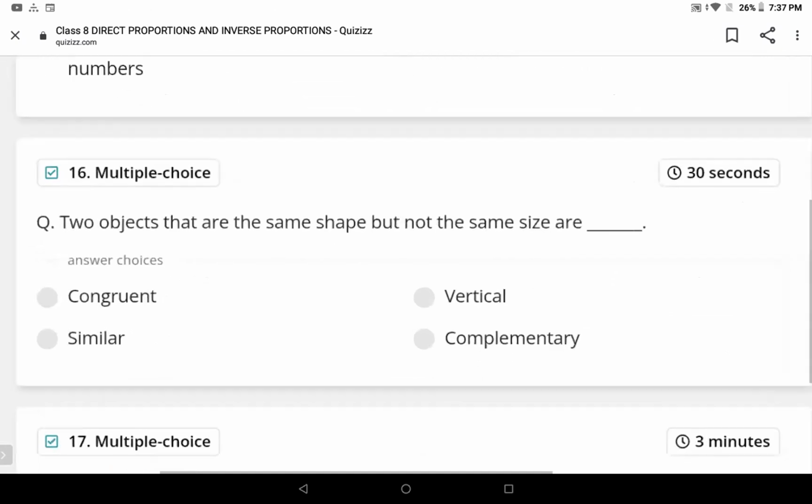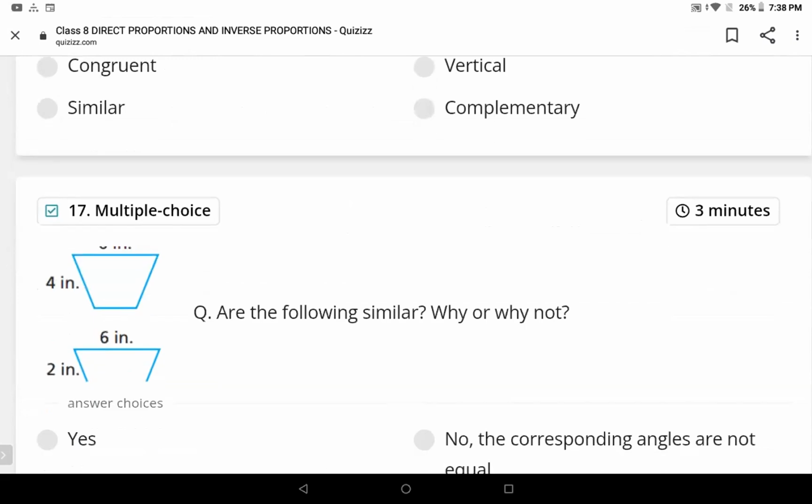Next one. Two objects that are the same shape but not the same size. Yes, I want the answer from Ridhima. Please, Ridhima. Objects are the same shape, ma'am, it will be similar. Very good. If both are the same shape and the same size, what can we say there? Ma'am, it will be congruent. Wonderful. See, children, the difference between similar objects and congruent objects is very clear. Two objects that are the same shape and the same size, we call congruent. If two objects are the same shape but not the same size, we call them similar objects.